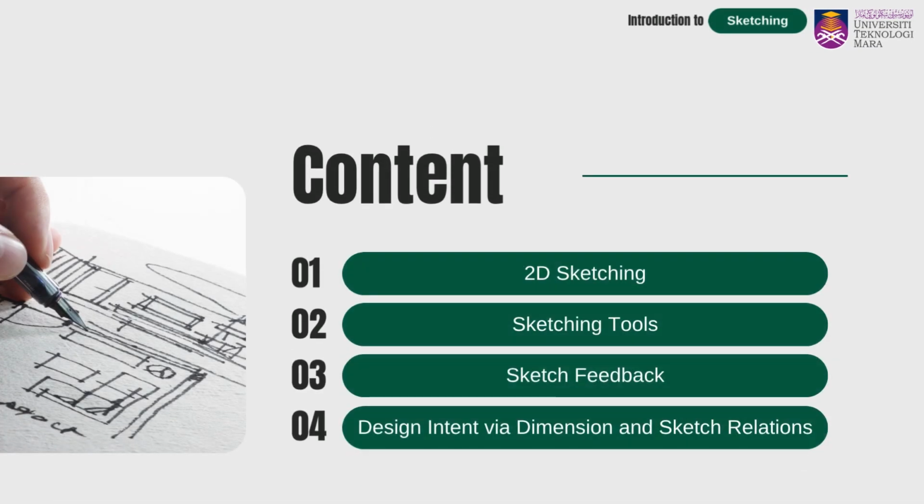On this slide, you can see the topics we'll be covering in this chapter. We'll start with the definition of 2D sketching and then look at the different sketch entities you can use like lines and circles. After that, we will talk about sketch feedback, which is all the helpful information SolidWorks gives you as you draw. Finally, we'll discuss the concept of design intent, and how we use dimensions and sketch relations to make our sketches smart and easy to change later on.